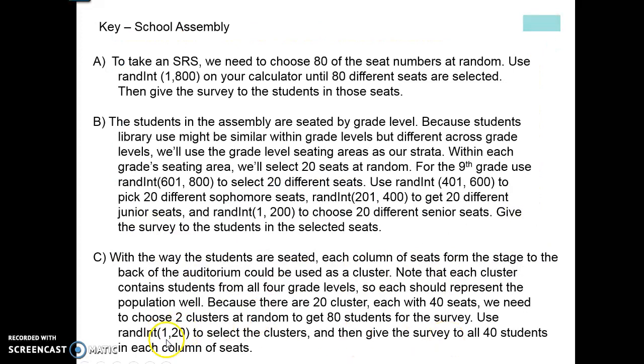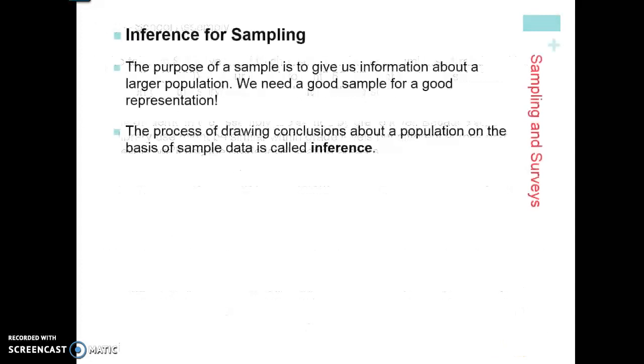And then you're going to use random int 1, 20 to select the clusters. All right, you're going to do that until, make sure you say ignore repeats, until you have 2 different numbers. And then you're going to give that survey to all 40 students in that column of seats.